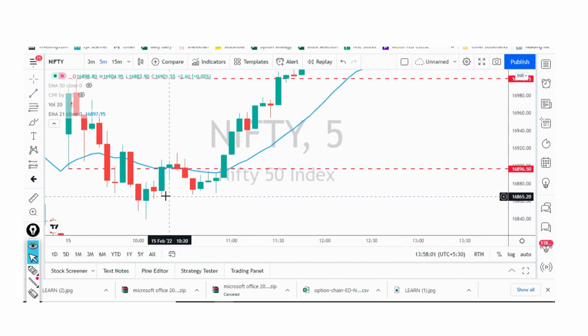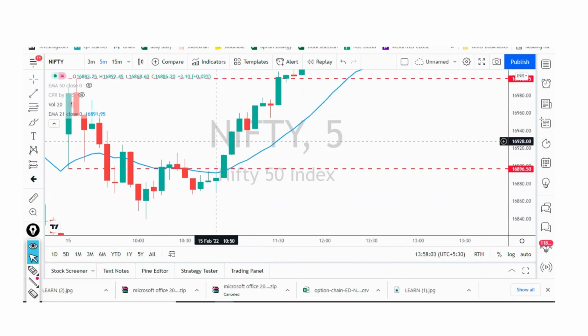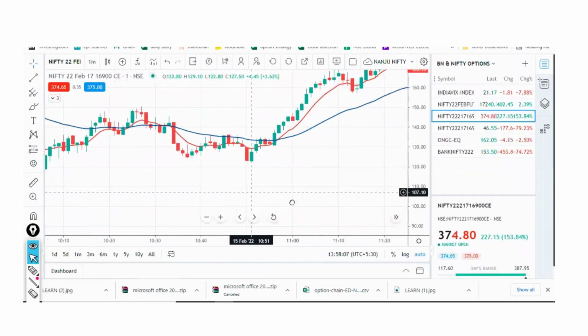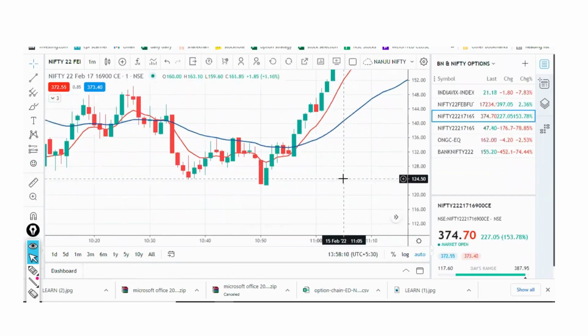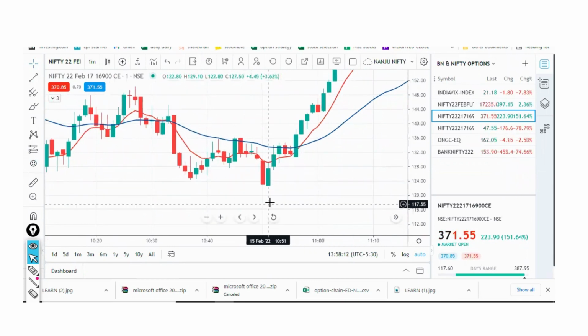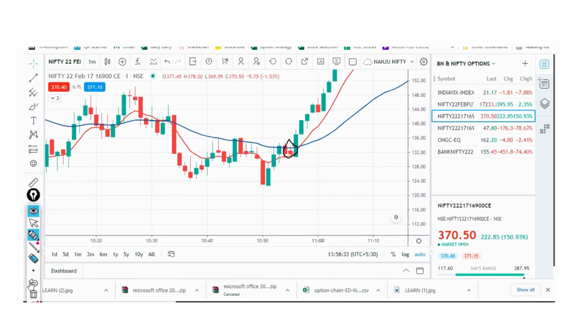Now at 10:55, let me go to the option chart. Let's see what happens. So this is a red candle. I am not going to initiate any trade on this candle. This is a red candle. So I will not initiate any trade on this candle. So the next candle is the green candle.